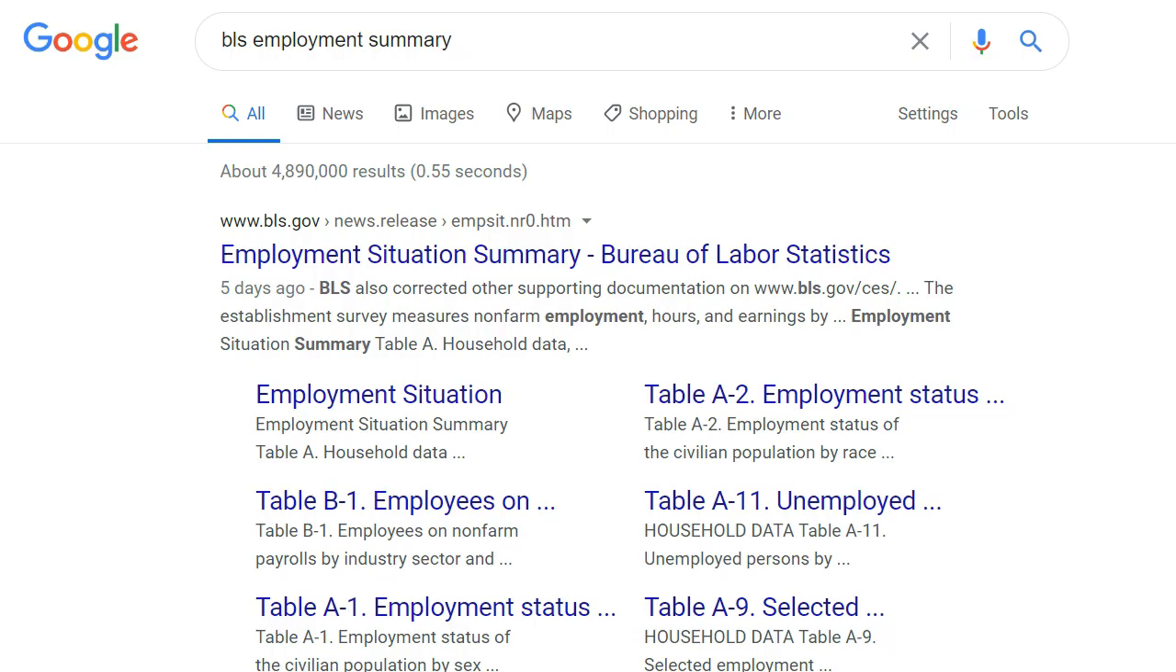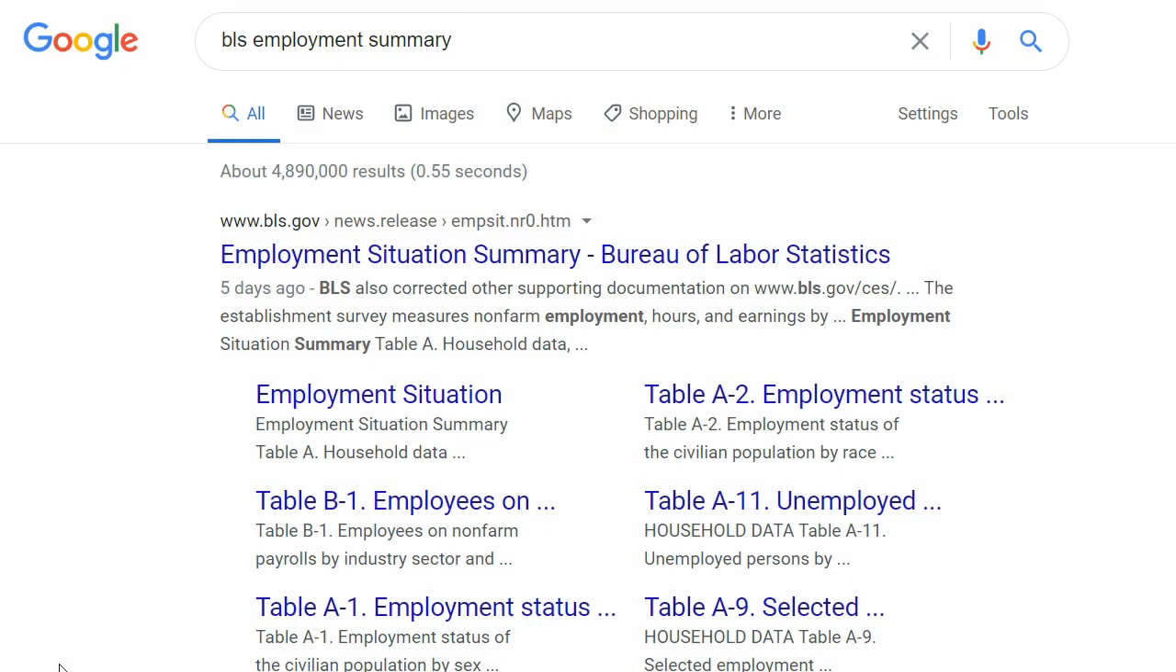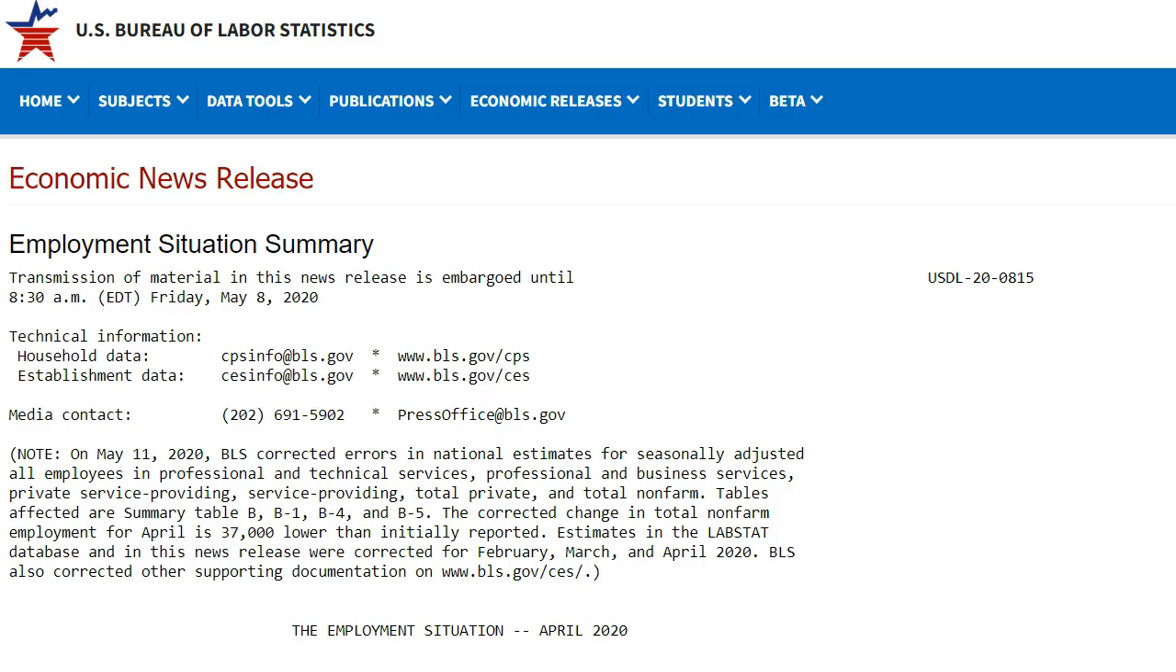To find the BLS unemployment data, type BLS employment summary into your search engine. You can also access it from the main BLS site as well, but this is the quickest way to get there. This brings you to the Employment Situation Summary, which is released every month. Everything you'll need will be available on this page.